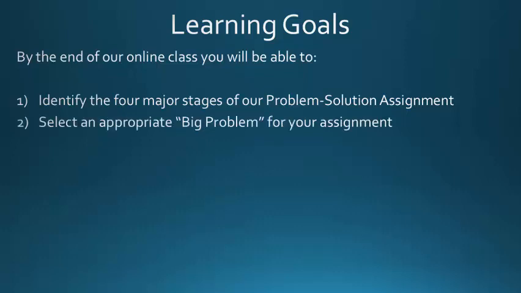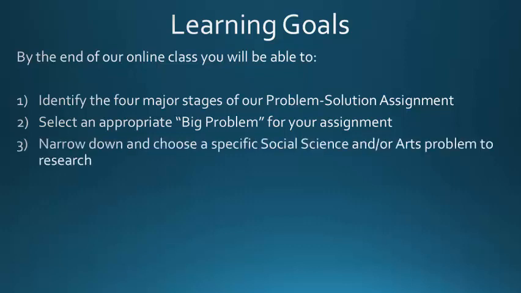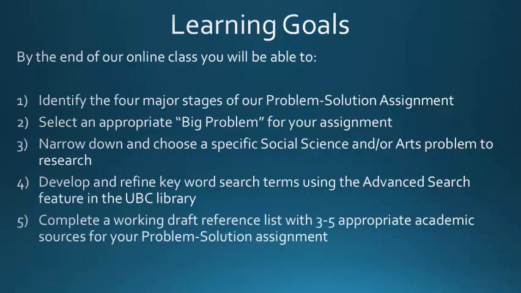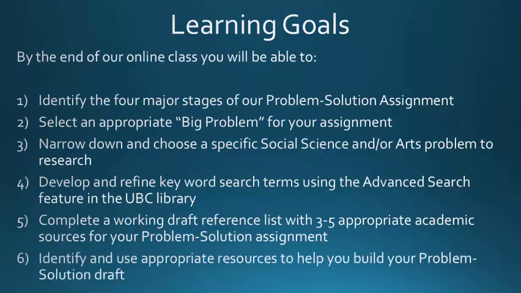You're going to select an appropriate big problem for your assignment. You're going to narrow down and choose a specific social science or arts problem to research. You're going to develop and refine keyword search terms using the advanced search feature in the UBC library. You're going to complete a working draft reference list with 3 to 5 appropriate academic sources for your problem solution assignment. And you're going to identify and use appropriate resources to help you build your problem solution draft.